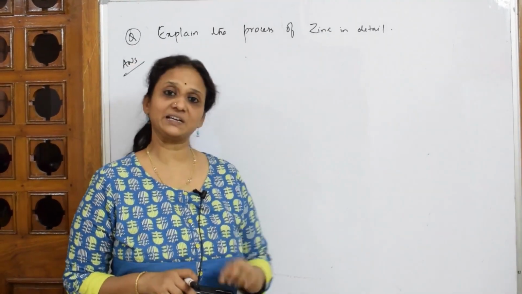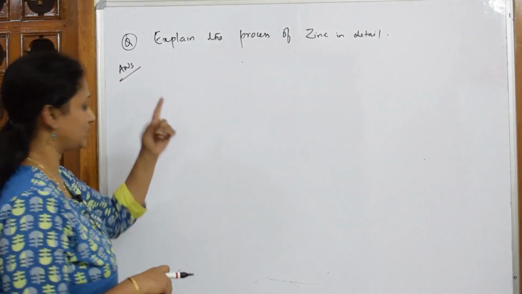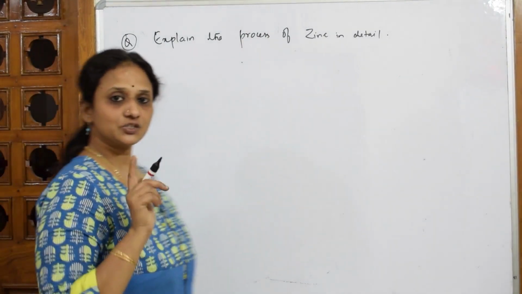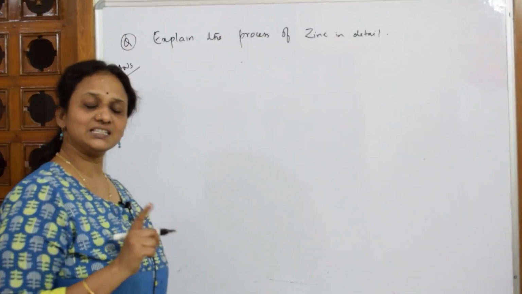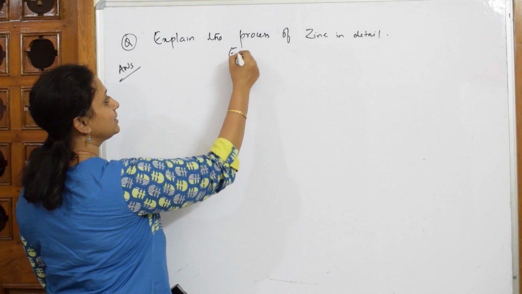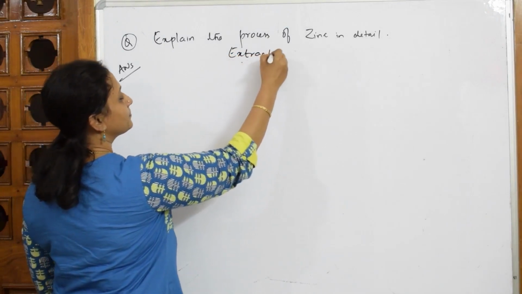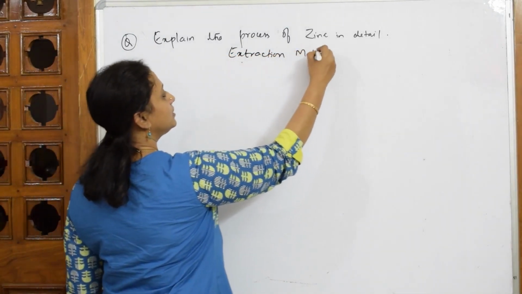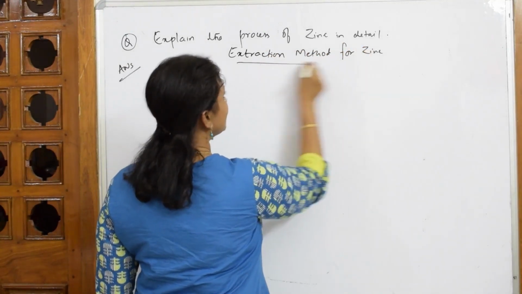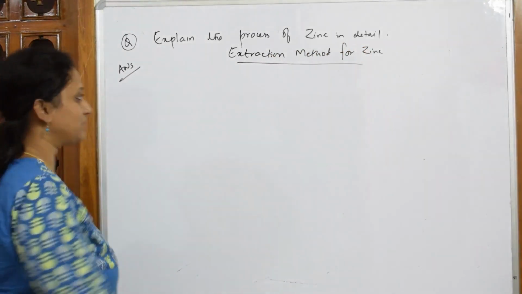So they want us to explain it at one stretch. Let us see how we can write this. Explain the process of zinc in detail. When you are learning zinc in detail, the first important thing you have to write is the heading, extraction method for zinc. Write like this, and after you write that, what is the first important step?